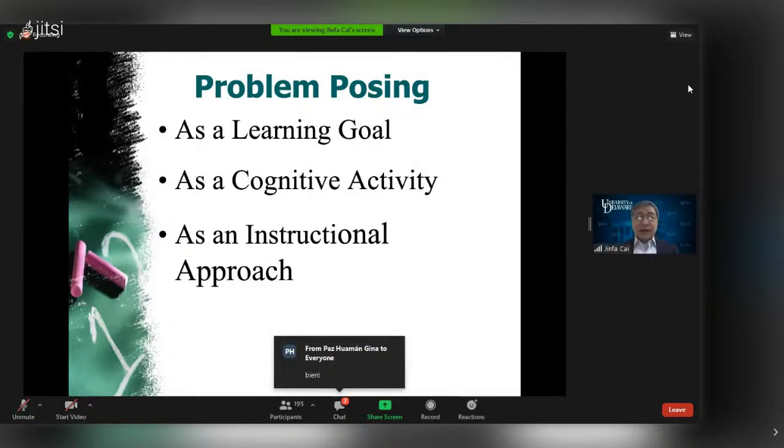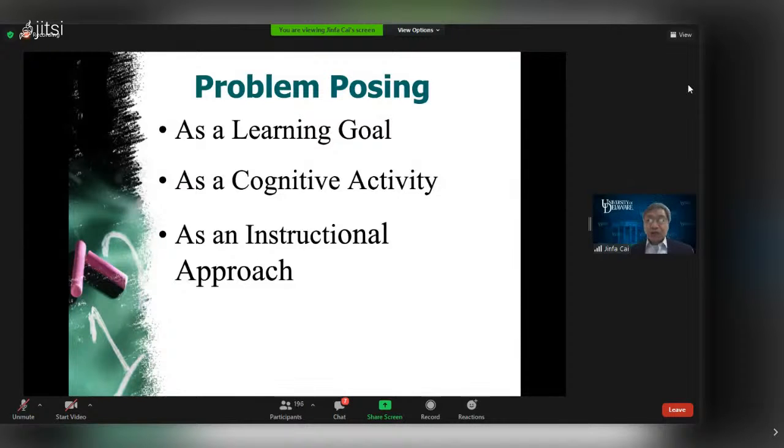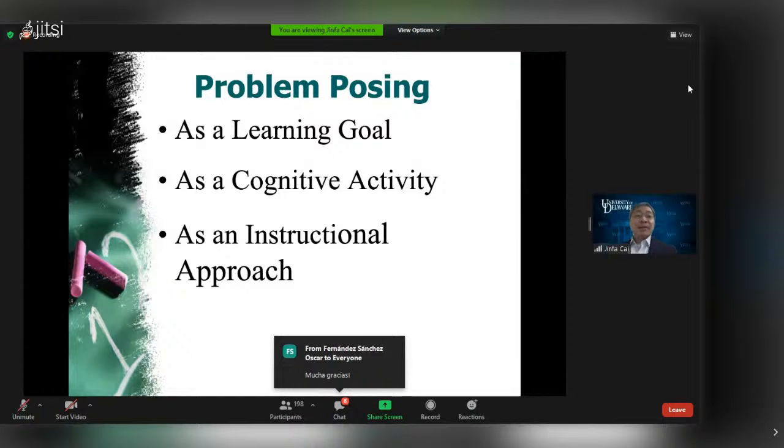Second is that it's a cognitive activity. It's almost like problem solving viewed as a cognitive activity, so students could engage in it, getting involved in the problem posing process. And the third is that problem posing could be viewed as an instructional approach, which means that through engaging in problem posing, students learn mathematics, learn important mathematics. So that's the view for that.